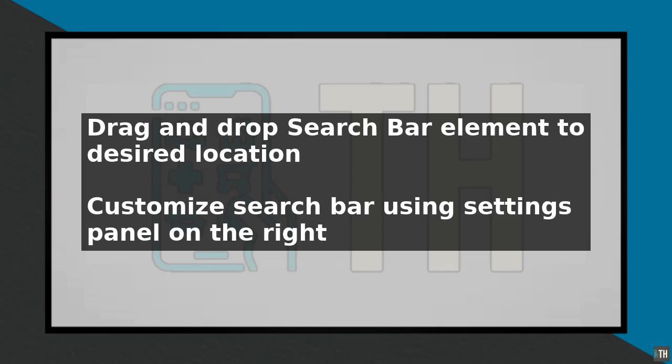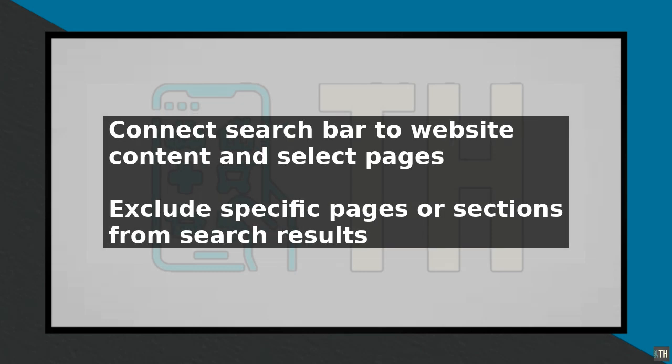To connect the search bar to your website's content, click on the Connect to Content button and select the pages and collections you want to include in the search results. You can also exclude specific pages or sections from the search results.